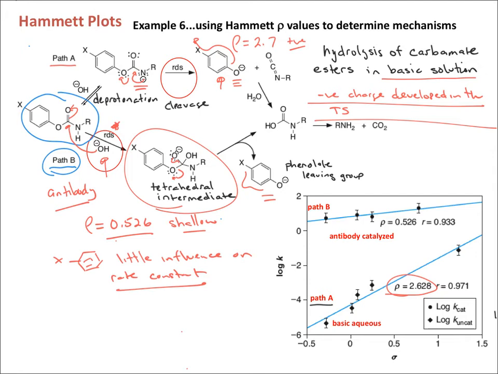And that first step has little charge change upon going from the starting material to the initially formed tetrahedral intermediate. And this is consistent with the rho value being small and the influence of the substituent being almost negligible.